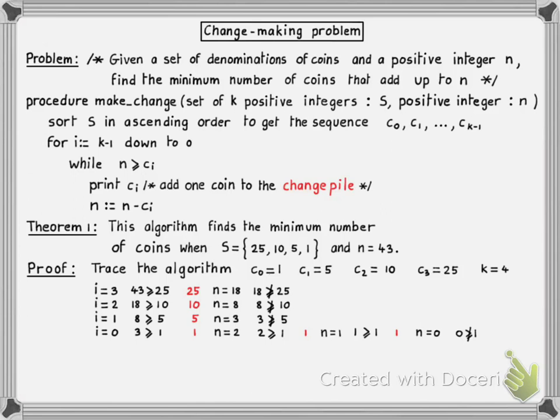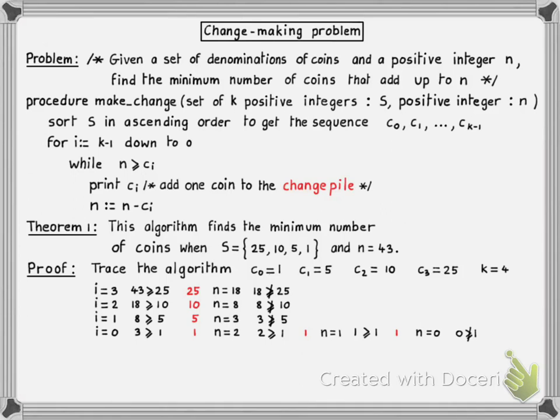So in conclusion, this algorithm made change for 43 cents by making a change pile containing a quarter, a dime, a nickel, and 3 pennies, which indeed add up to 43 cents. And if you look at it on your own, convince yourself that this is the smallest possible number of coins you could have made change for 43 cents. In other words, with this reasoning that you need to do on your own, we have proved theorem number 1.